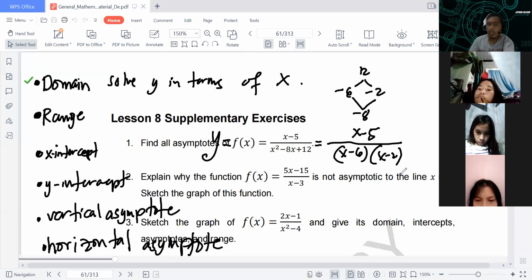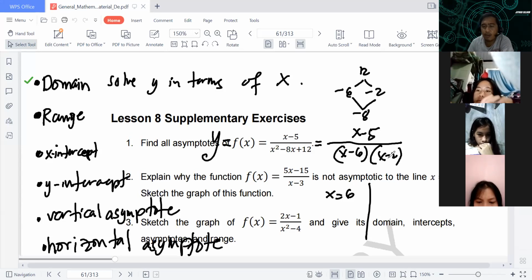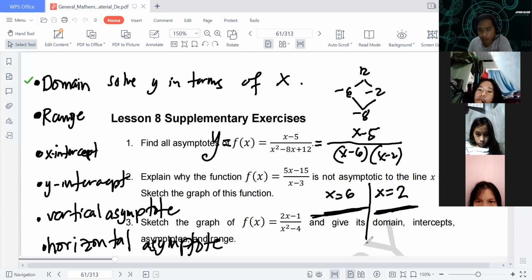So if you look at here, kanus-a ma-0 ang imong denominator? Of course, you just equate each of these factors to 0. So it will be undefined if your x is positive 6, and this is x equal to positive 2. Agree? Kani nga mga value, ang imuhang function mahimong undefined.